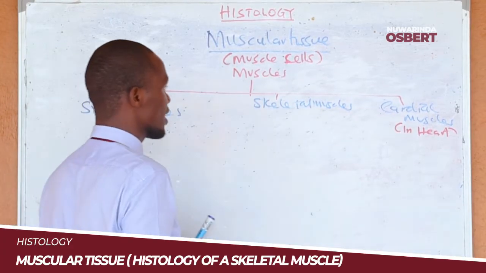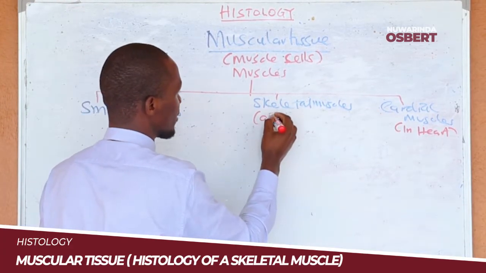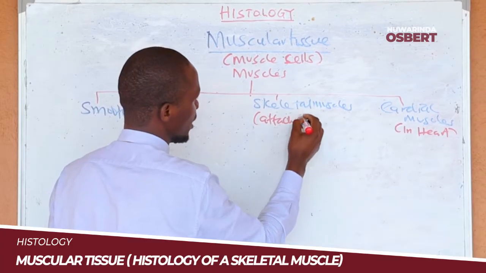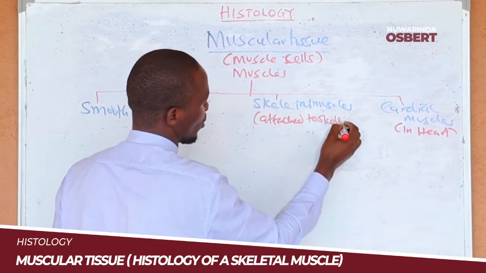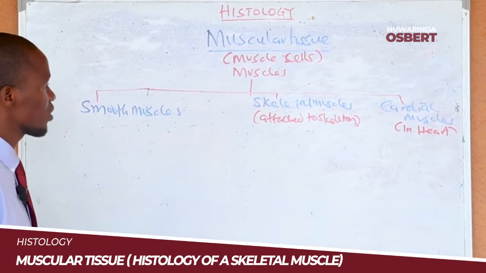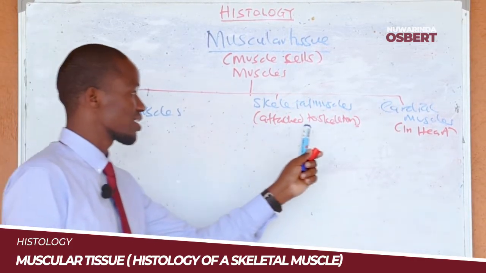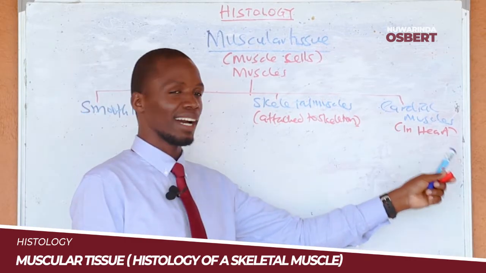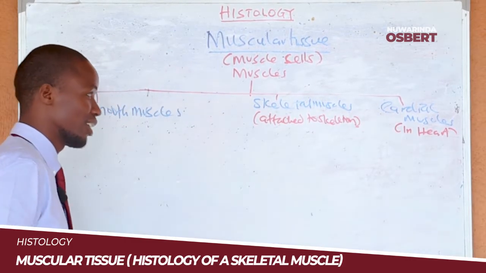Then, skeletal muscles are muscles which are attached to the skeleton. That's why they are called skeletal muscles. Then smooth muscles are other muscles which are not attached to the skeleton and they are not found in the heart. Those are the ones we are calling the smooth muscles.